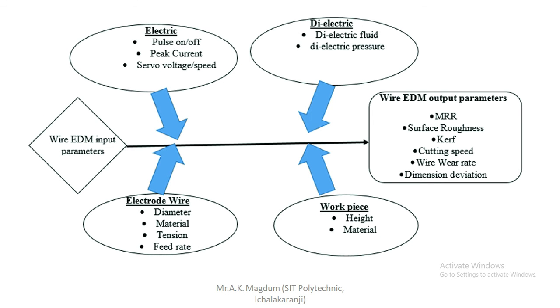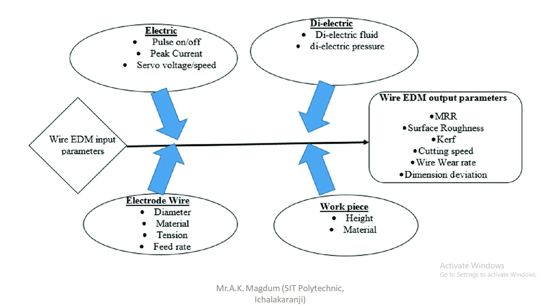This diagram clearly indicates that there are wire EDM input parameters and some output parameters. Input parameters: first, the electrode wire. The diameter of the electrode wire is very important, and which material the electrode wire is made of is also important. Tension of the wire electrode is very important, and the feed rate of the wire is also very important. That is about the electrode wire. Next is the workpiece: the height of the workpiece and which material is used for it. According to that, we change the different machining parameters.